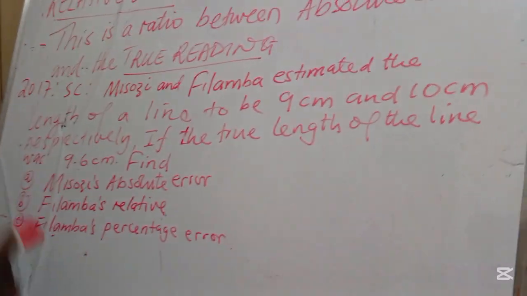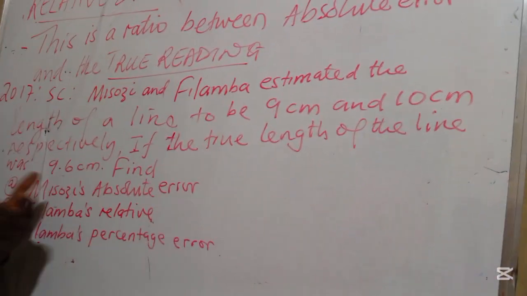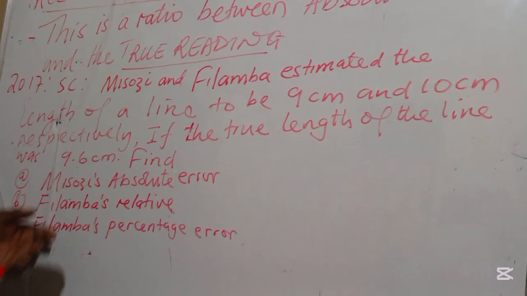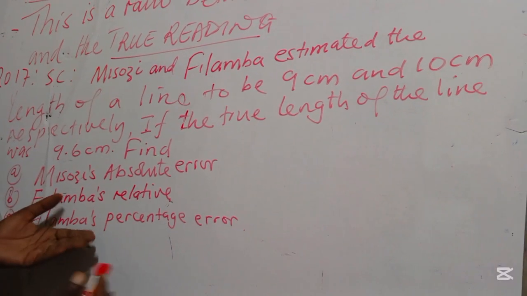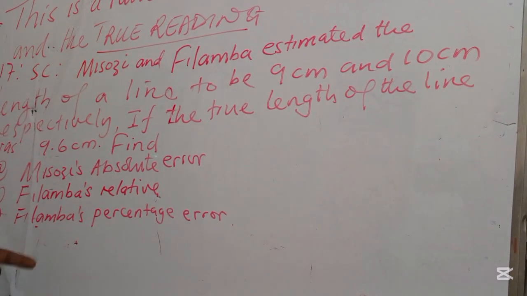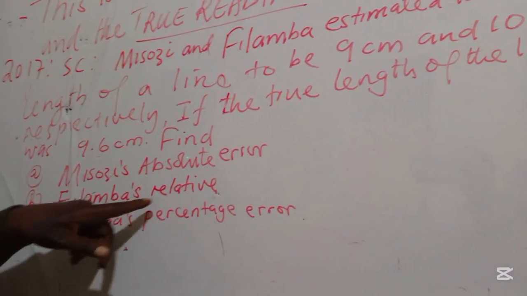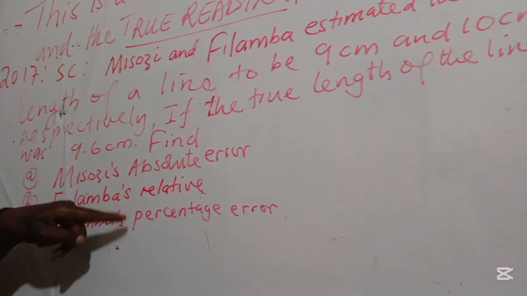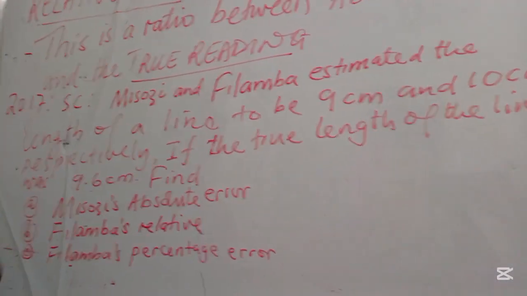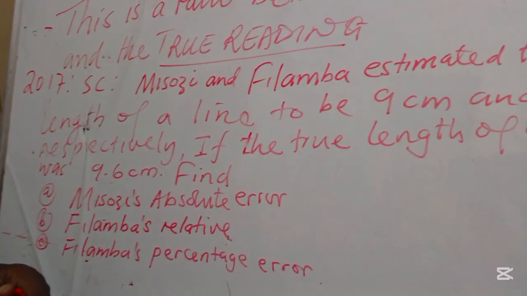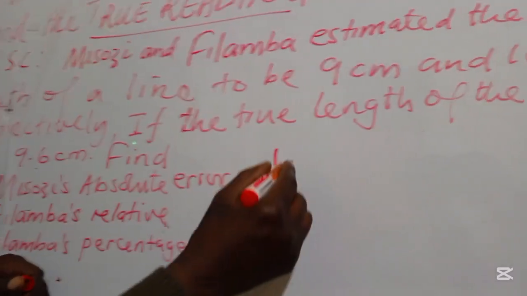I've tried to modify it so that it can suit what we need. Of course, I've just borrowed some, so you find that I've amplified the question. For example, part B, Philamber's relative error, is not there. Why have I included it? Because I want us to know how to find the relative error. Now, ladies and gentlemen, how do we answer this question? Solution.